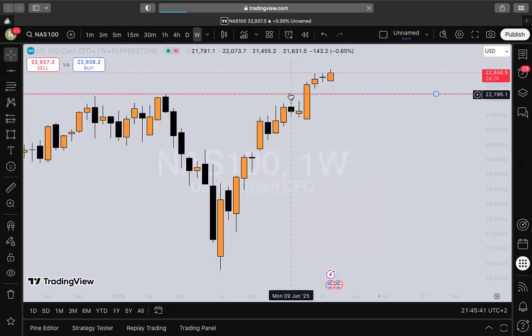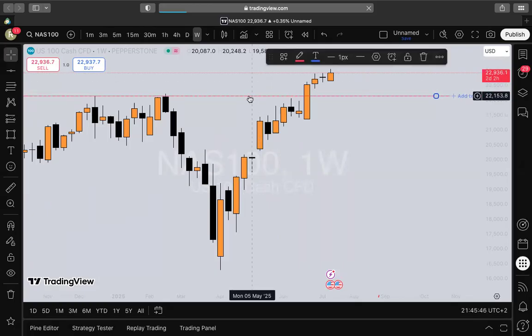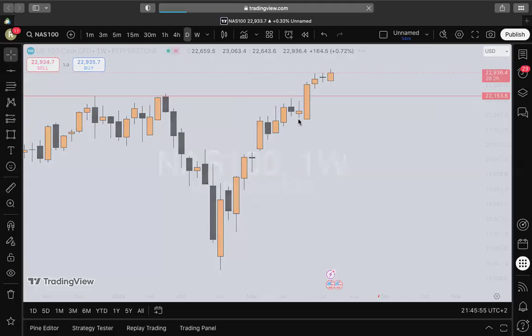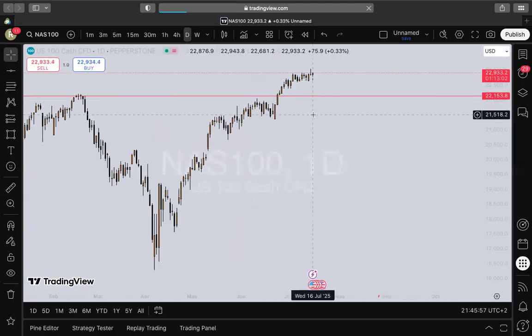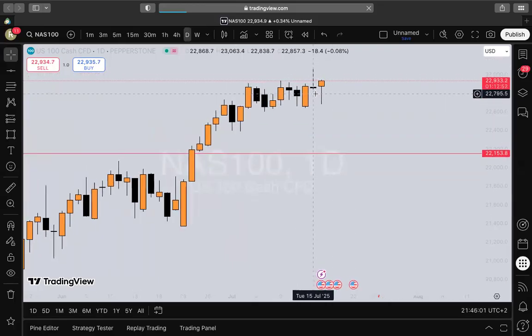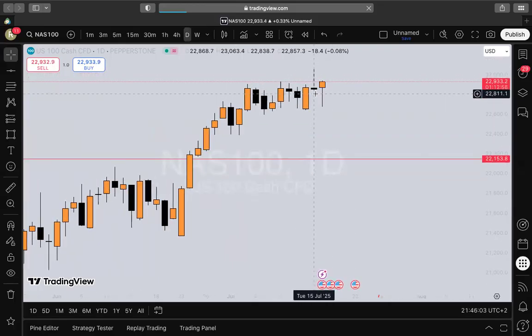This is our support because it was broken and it had many touches. How many touches? 2, right? 1, 2, broken. When it comes back here, you can buy and hold your positions. This is weekly time frame, right? So we have a very big order block on weekly. And here I still see a lot of sells. Why am I saying I see sells here? Let's talk.